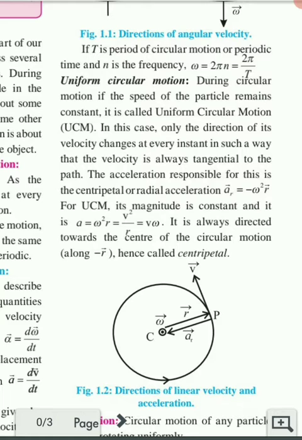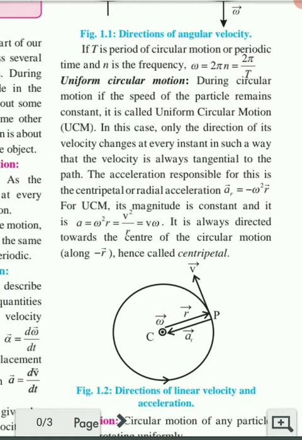For example, when we consider the earth revolving around the sun in a circular orbit, its motion is circular motion, and the earth takes 1 year to complete one revolution around the sun, so we consider a uniform velocity. Because of that it covers equal distance in equal intervals of time, so its motion is uniform circular motion.